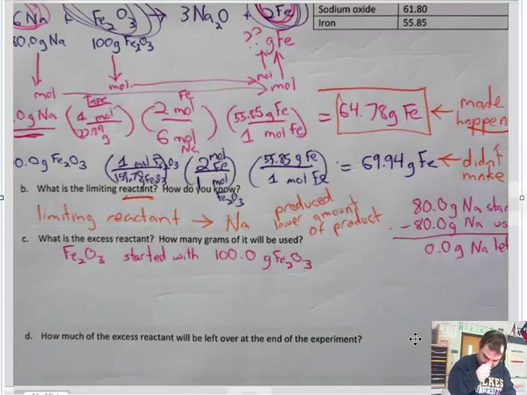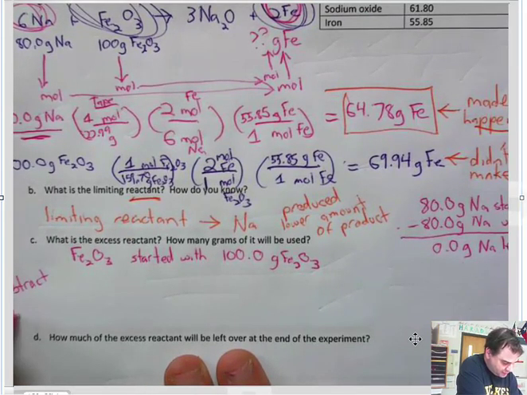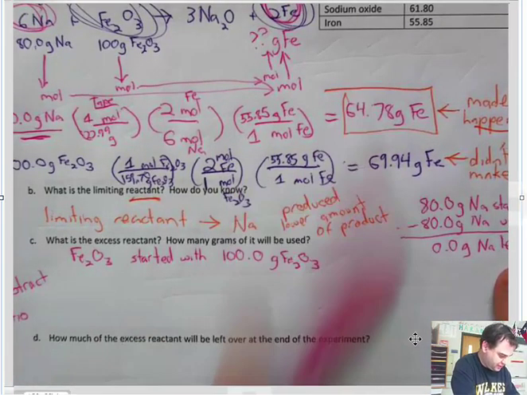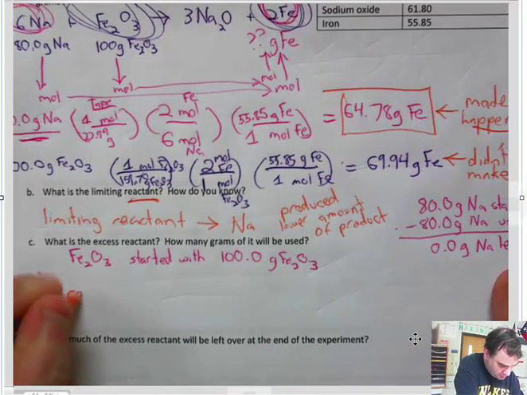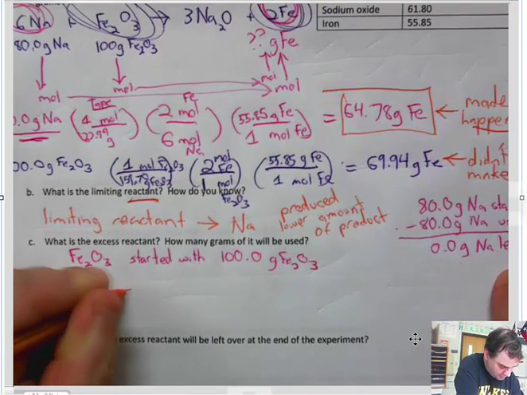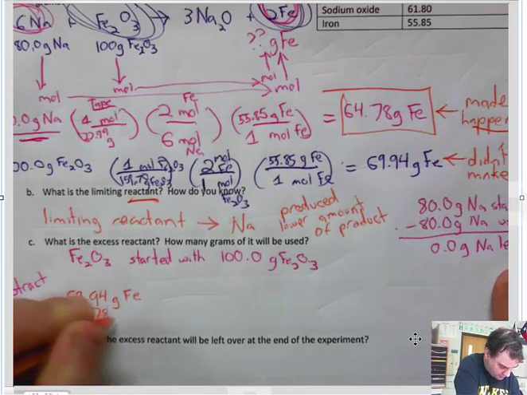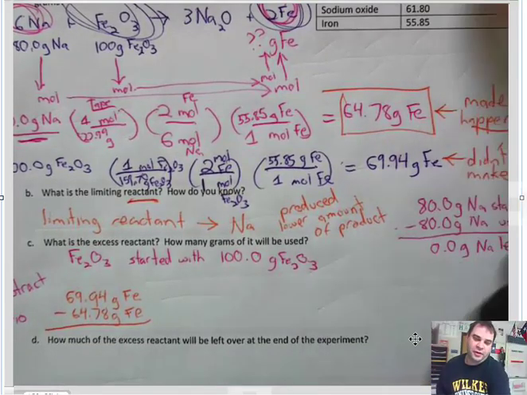We've got to figure out how much we used here. So here I'm going to use the classic subtract and stoic method. I'm going to start off with my 2 product numbers and subtract them. 69.94 grams of iron minus 64.78 grams of iron, and you get some number.